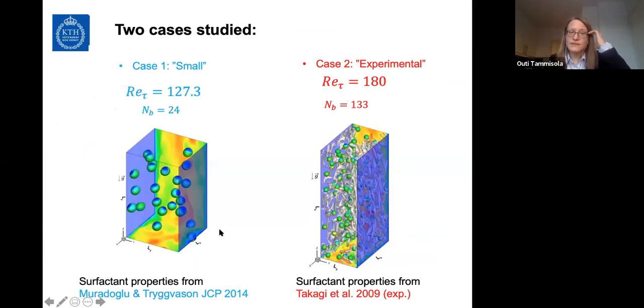So we did two different cases. The first one, we call it the small case. It's small in all kinds of ways. It has a smaller Reynolds tau in a single phase. It has a smaller number of bubbles. And the surfactant properties are taken from a computational study by Muradoglu and Tryggvason in JCP 2014. And the second case is what we call experimental. So here we have a bigger Reynolds tau, we have more bubbles, and most importantly, we take the surfactant properties of Triton X100 from Takagi et al., the experiment.